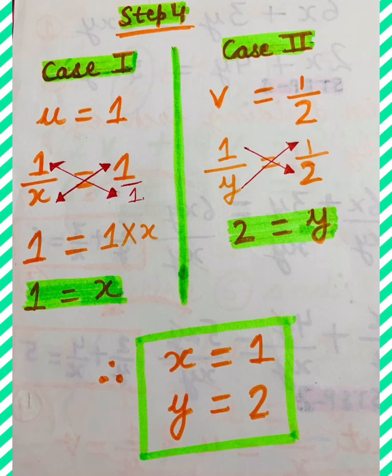In case second, children, v was assumed by us in the very first step as 1 by y. So I will replace v by 1 by y. Under v, what will I write? Its actual value which we had assumed, that was 1 by y is equal to v is equal to 1 by 2 as it is. After cross multiplication, 1 will be multiplied by 2, I will get 2, and y will be multiplied by 1, I will get y. So the value of y will be 2. So I have found two values, x equal to 1 and y is equal to 2. This is the answer of this question.